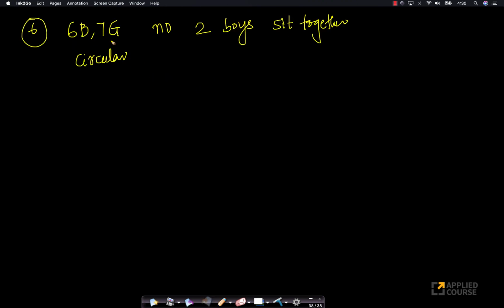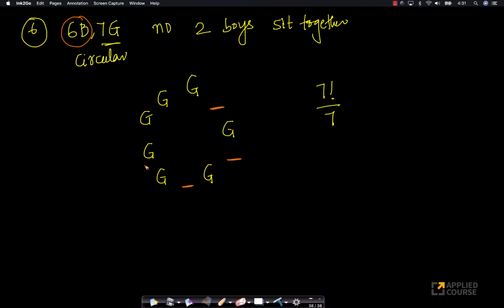Think about it. First I have 7 girls. Let's place the 7 girls in a circular loop: 1, 2, 3, 4, 5, 6, 7. In how many ways can you place these 7 girls in a circular loop? 7 factorial by 7, because each of them is a distinct girl. Now comes the fun part. I'm left with 6 boys. I can place a boy here, here, 3, 4, 5, 6, and 7.